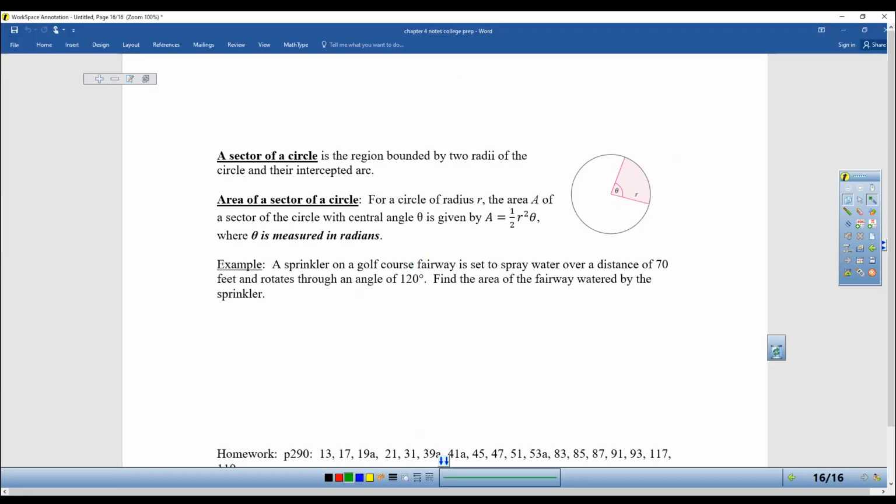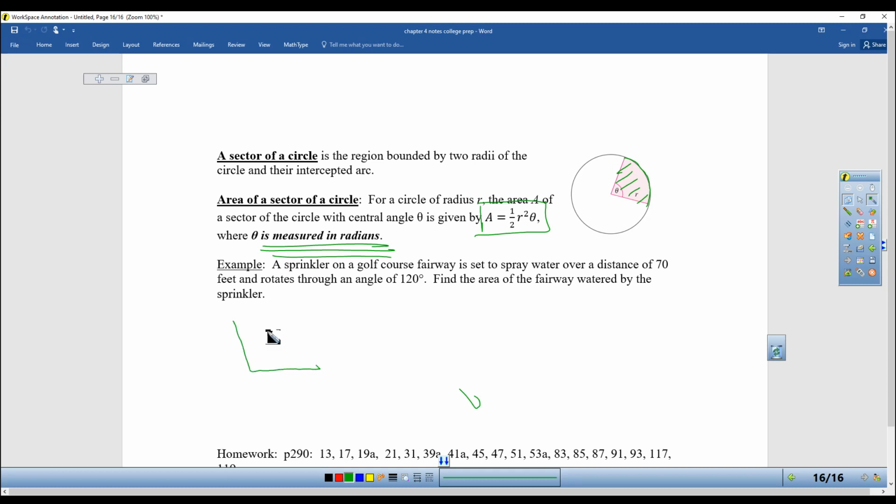Okay, last one. The sector of a circle is similar to arc length, but arc length is just the actual length of the outer curve. The sector is this whole area. For a circle of radius r, the area of that sector is given by this formula, but again, theta is measured in radians. It's really the only thing you have to remember. So a sprinkler on a golf course fairway is set to spray water over a distance of 70 feet, and it rotates through an angle of 120 degrees. Find the area of the fairway watered by the sprinkler.